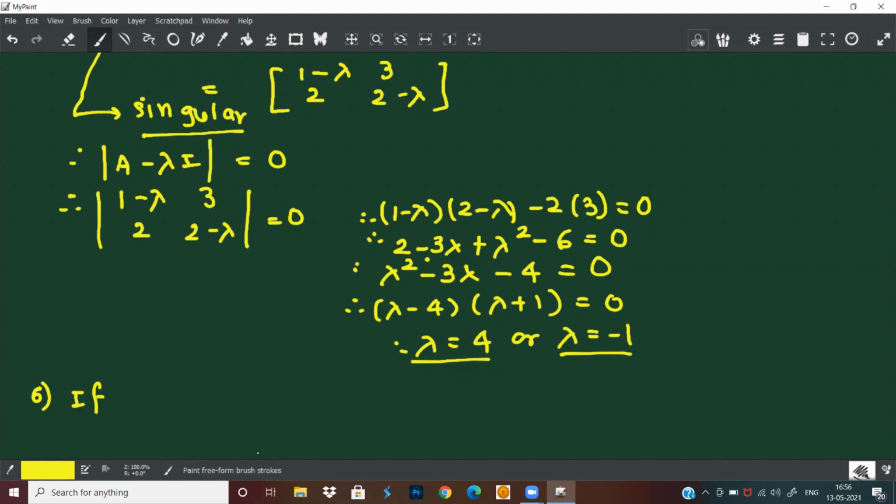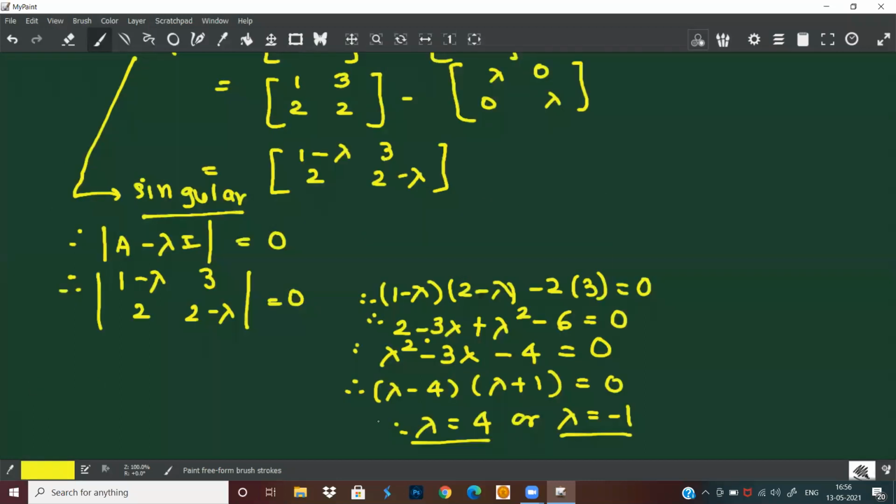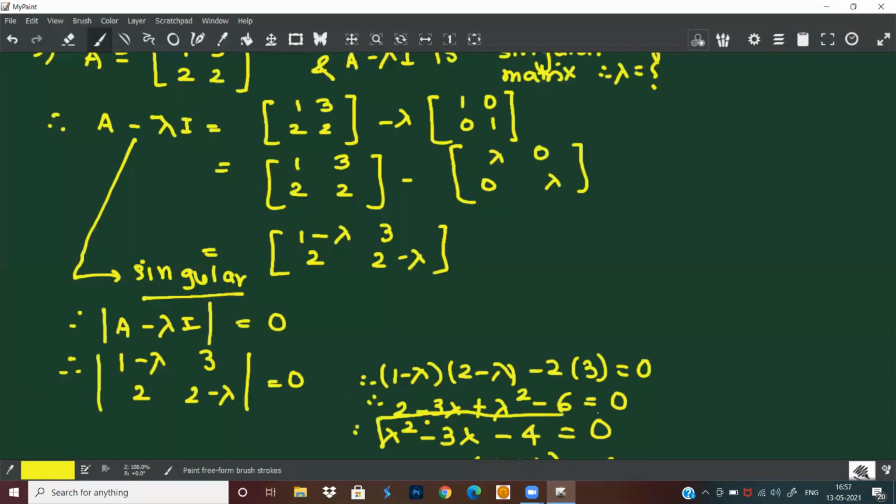But they haven't given lambda. So these are the possibilities in MCQs. They will not ask such a lengthy sum, they will give you a condition like this. They will give four options. They may stop here for MCQ.